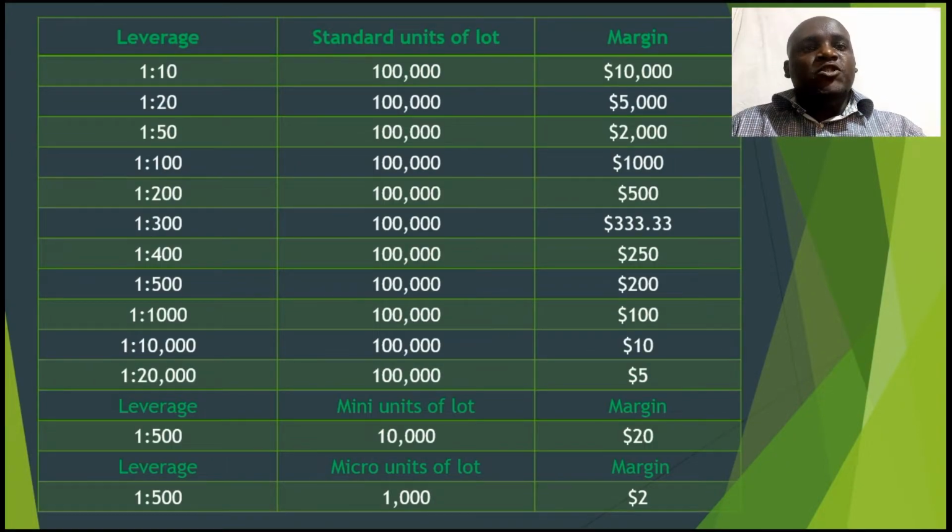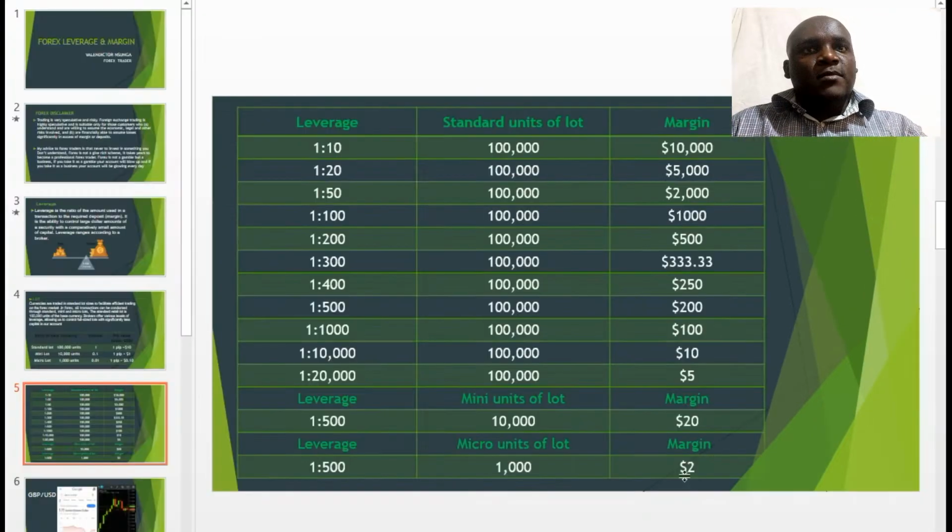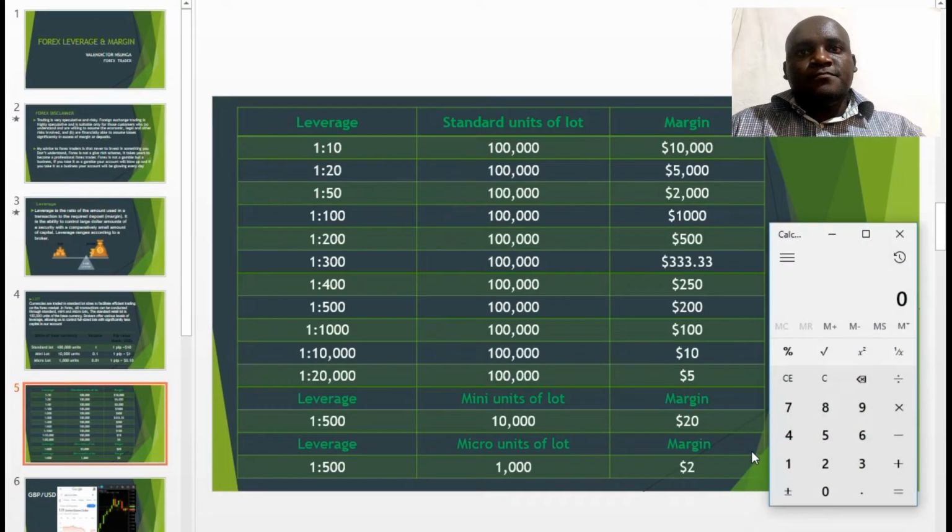Okay, now let me show you how I calculate the margin, the expected amount that I should deposit when I open with a certain leverage. Let me show you. Okay, this is how I calculate. When I open a standard account with a broker, this account is going to offer me a leverage of 1 to 10. The broker is offering me leverage of 1 to 10.